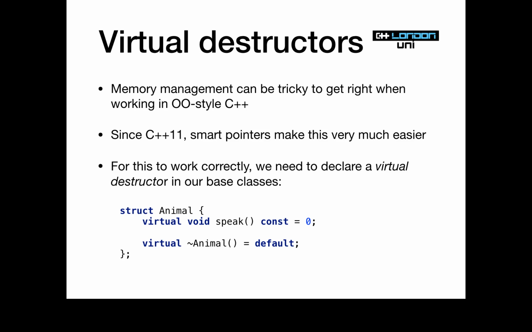So, we've got our animal. It's an abstract class. It's got this pure virtual method. And what we've declared is that our animal destructor is virtual. And what this means is that if we try to destroy a derived class via a base class pointer, everything will happen correctly.